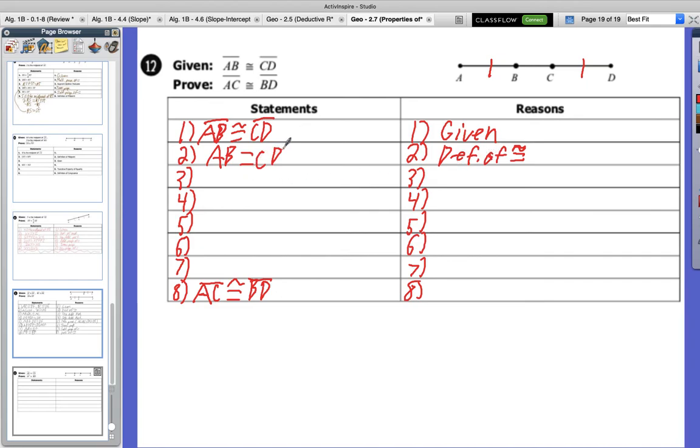Now, just like we've seen on a lot of these, we're going to try using the segment addition postulate. The question is, I can add a lot of different things here. What would be helpful? Well, a couple different things are going to be helpful. If I take segment AB and I add segment BD to it, I'm going to get segment AD, the measurement of segment AD. That's my segment addition postulate.